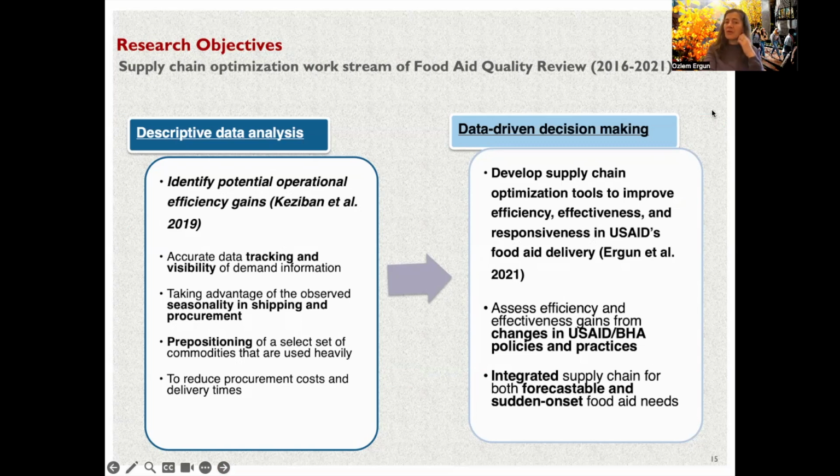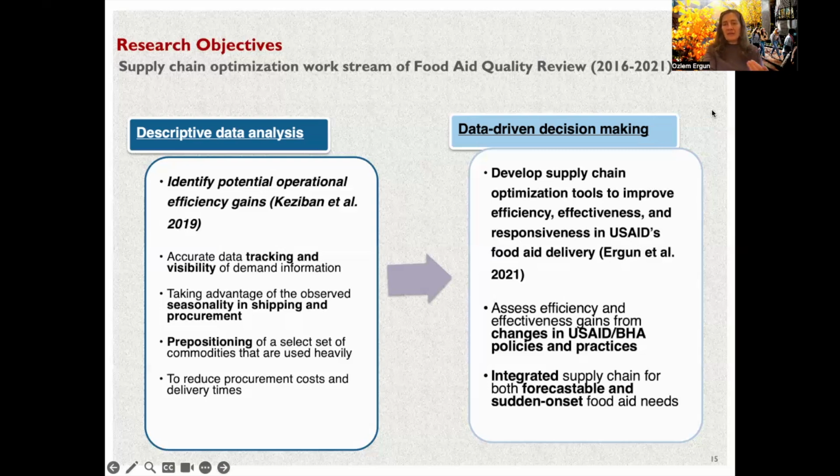So out of this, we came up with a couple of ideas, such as looking at, for example, the seasonality of prices and availability, both for commodities and on transportation. And looking at those and a couple of other things, we basically brought in the idea of potential prepositioning and increasing prepositioning options and programs around the globe. We've also looked at tracking and visibility, and also tracking and visibility of demand information, and how far in advance this demand information could become available for USAID to start mobilizing their procurement process.